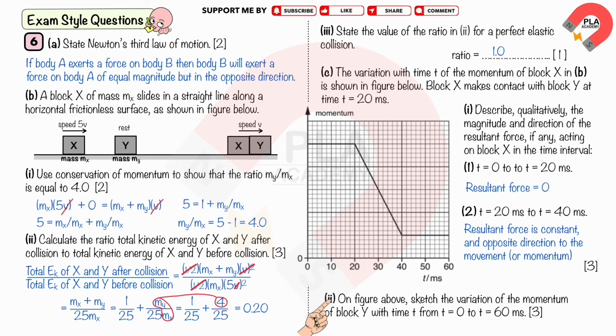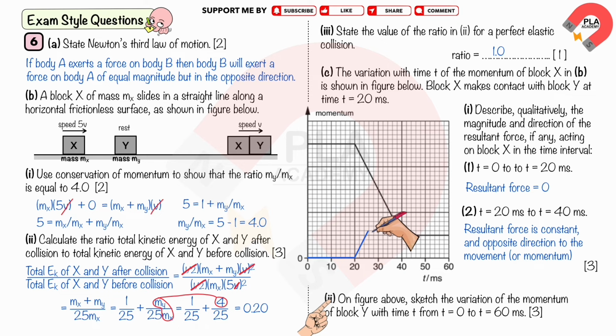2. On the figure above, sketch the variation of the momentum of block y with time t from t equals 0 to t equals 60 milliseconds. The momentum of block y is 0 between t equals 0 to 20 milliseconds, because it is stationary. So, we draw the graph like this.